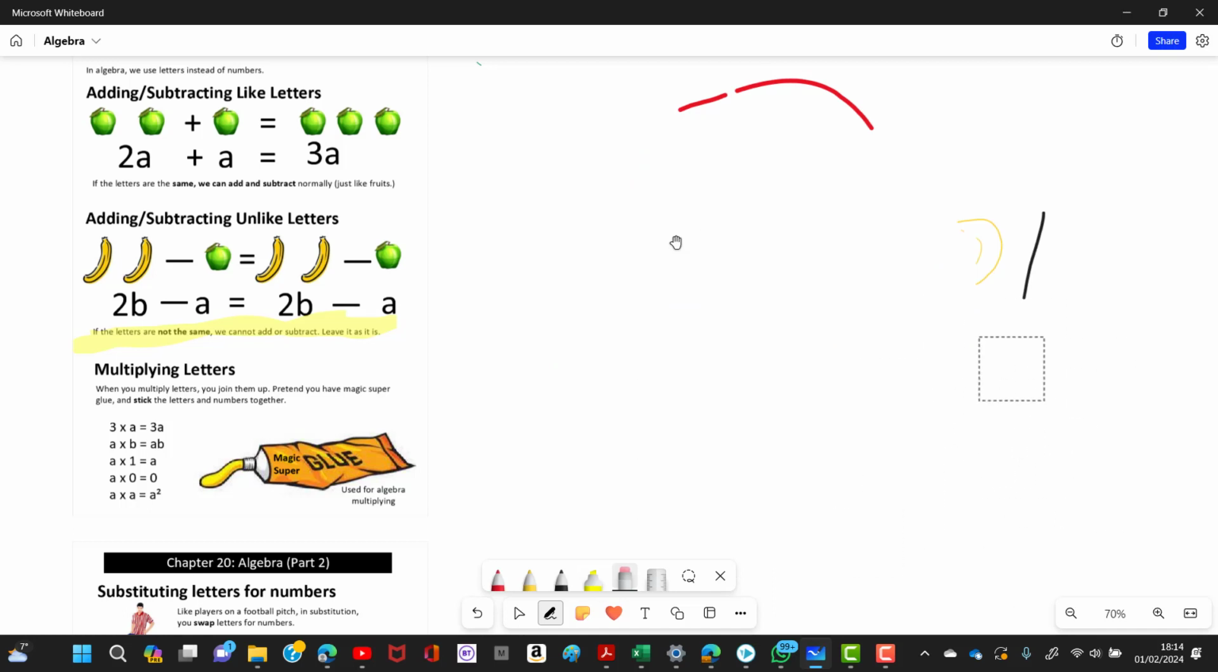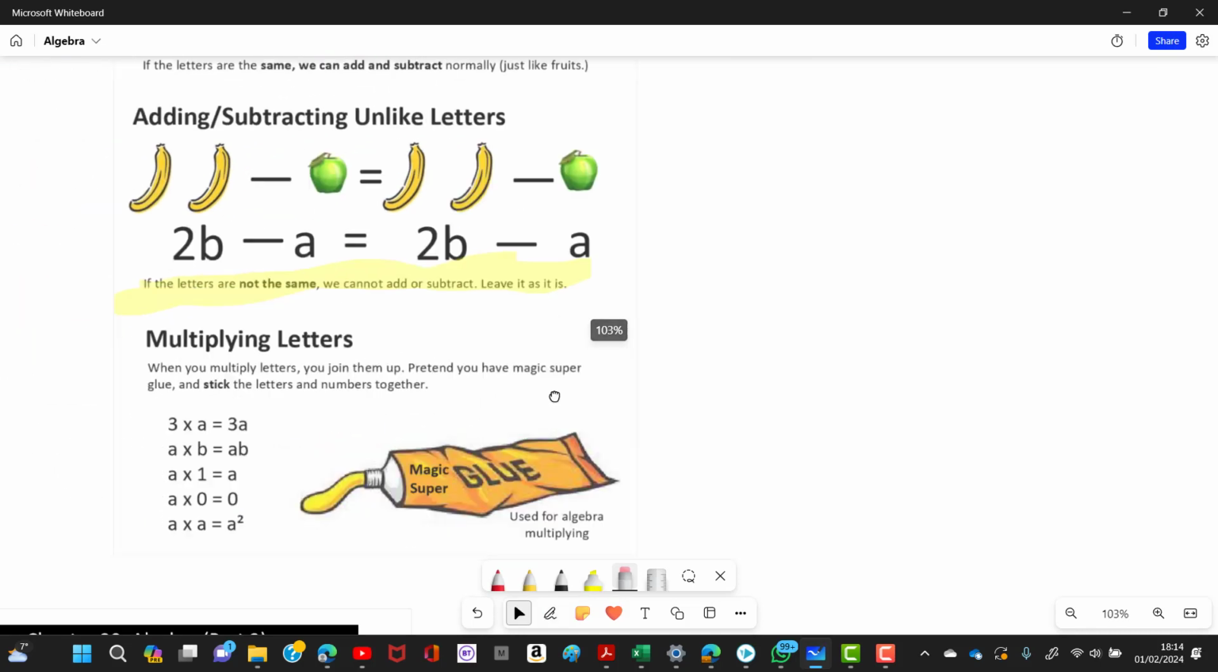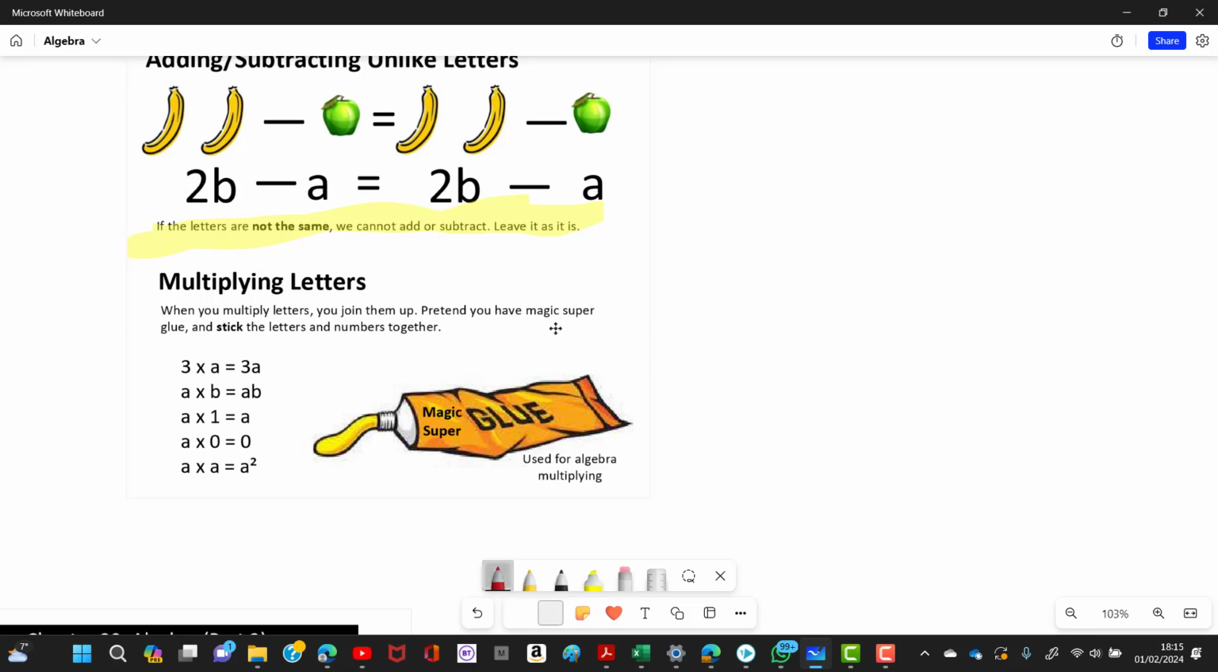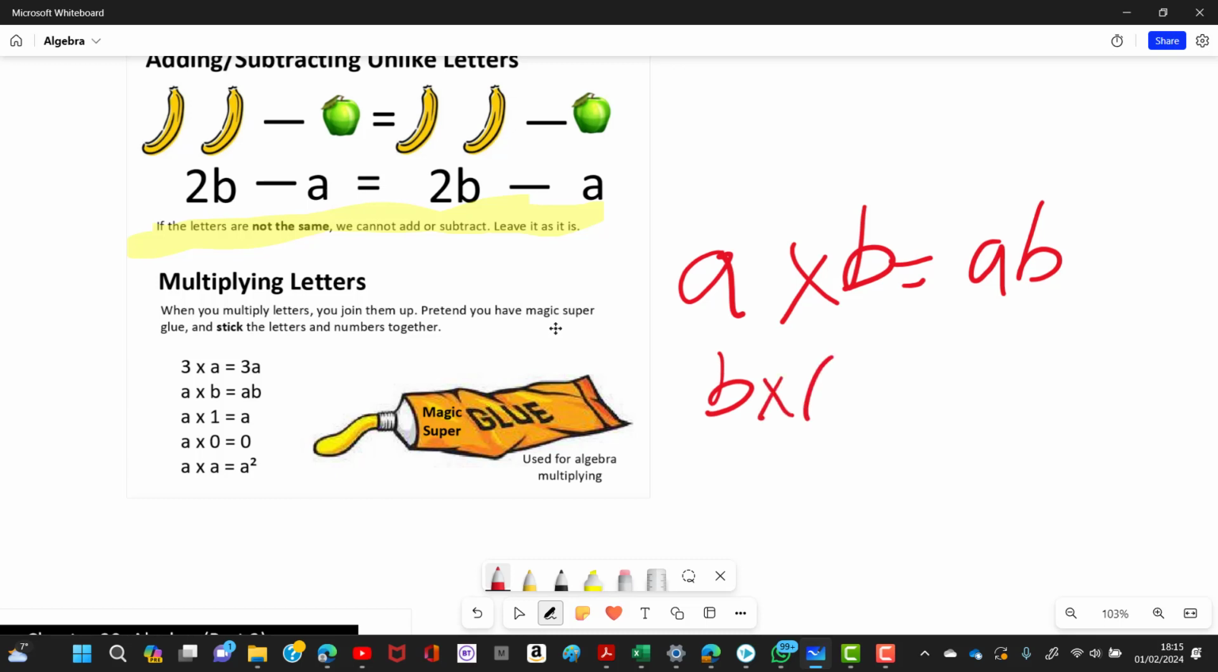Let's move on to the next topic, which is multiplying letters. Multiplying letters is really simple. You imagine you got some magic super glue. So if you draw the diagram there, magic super glue. So whenever you got letters and you got times there, you replace the times with a magic super glue and join the letters together. So A times B is AB. B times C times A was ABC.